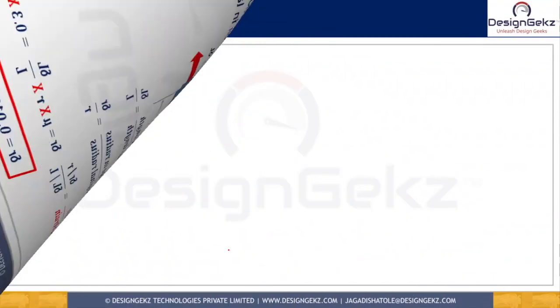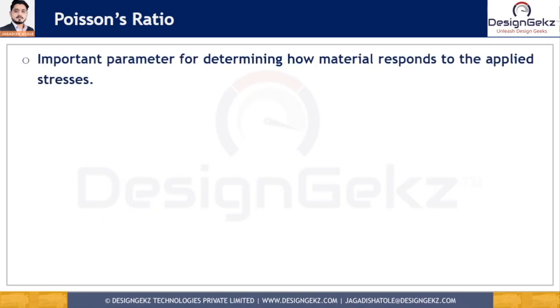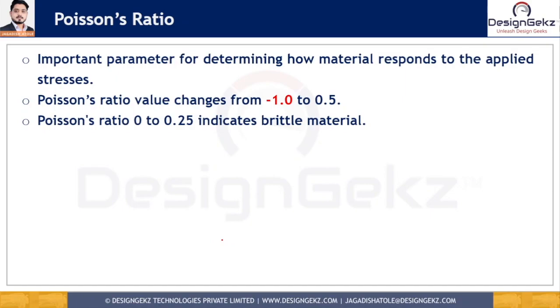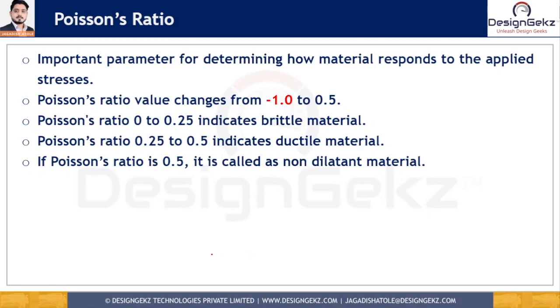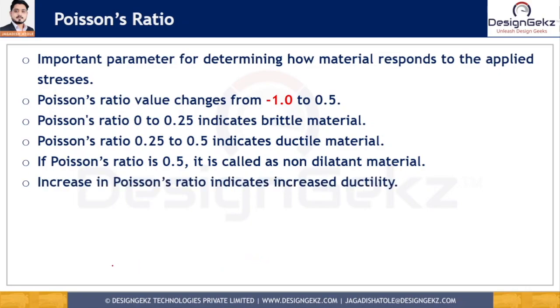So let's summarize the Poisson's ratio with some key points. The Poisson's ratio is a very important parameter for determining how the material responds to the applied load. And the Poisson's ratio value ranges from -1 to 0.5. Generally, if the Poisson's ratio is in the range of 0 to 0.25, it indicates brittle materials. And if it is between 0.25 to 0.5, it indicates ductile material. And if the Poisson's ratio is 0.5, that is the change in volume is 0, it represents non-dilatant materials. And an increase in the Poisson's ratio indicates increased ductility.